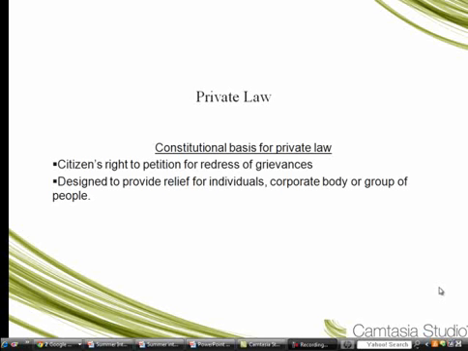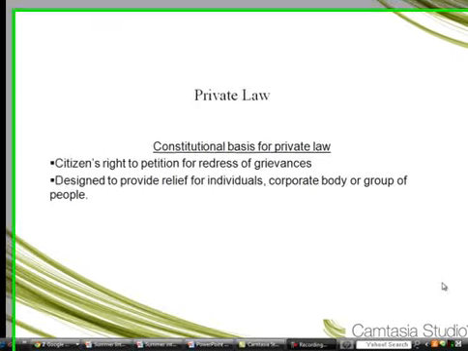Private law. The First Amendment to the U.S. Constitution vests the citizens with the right to petition the government for redress of grievances. This is the constitutional basis for private law. Private laws are designed to protect or provide relief to individuals, corporate bodies, or a group of people. Here is a sample private law.